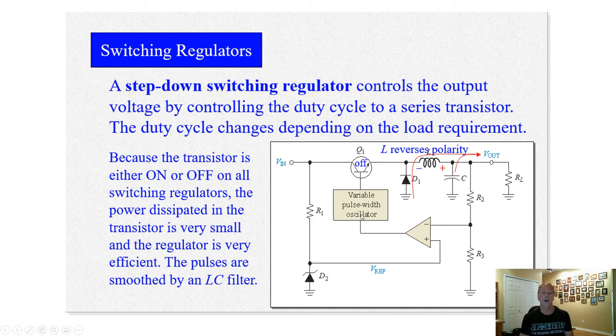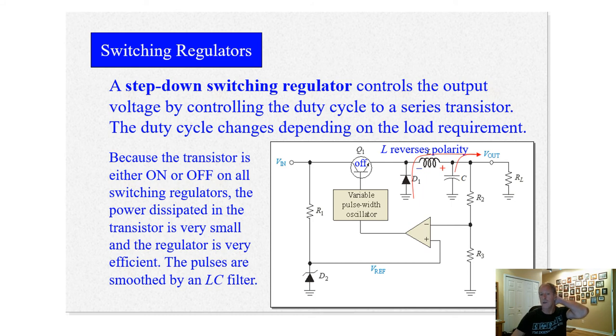And this pulse width oscillator has a variable duty cycle, so that the duty cycle gets greater when necessary in order to provide more current to the output. This transistor turns on or off 100%. It's not anywhere in between.